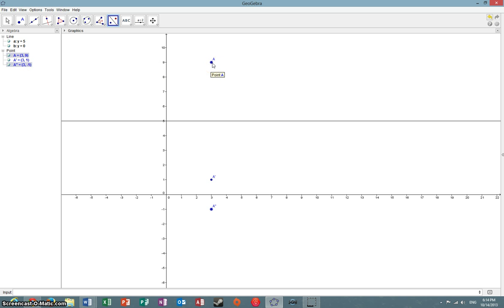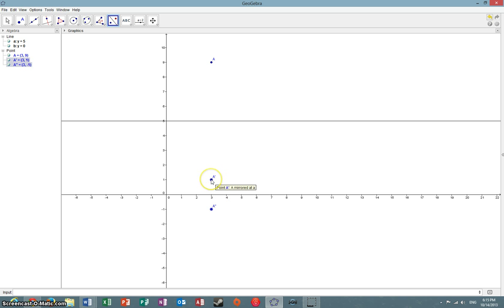What's the distance from 3, 9, where A is, to our line of reflection, y equals 5? What's the distance from y equals 5 to A prime at 3, 1? What's the total distance from A to A prime? What's the distance from A prime to A double prime?